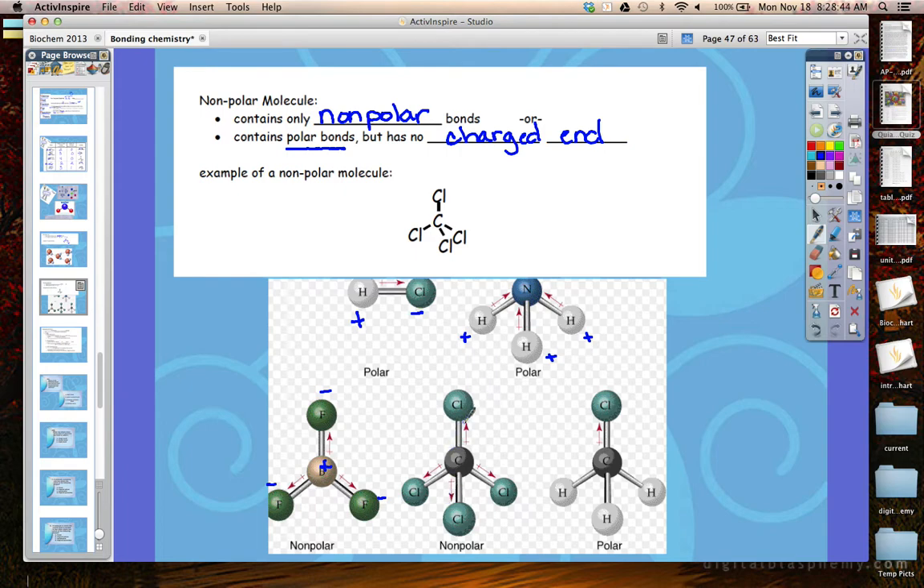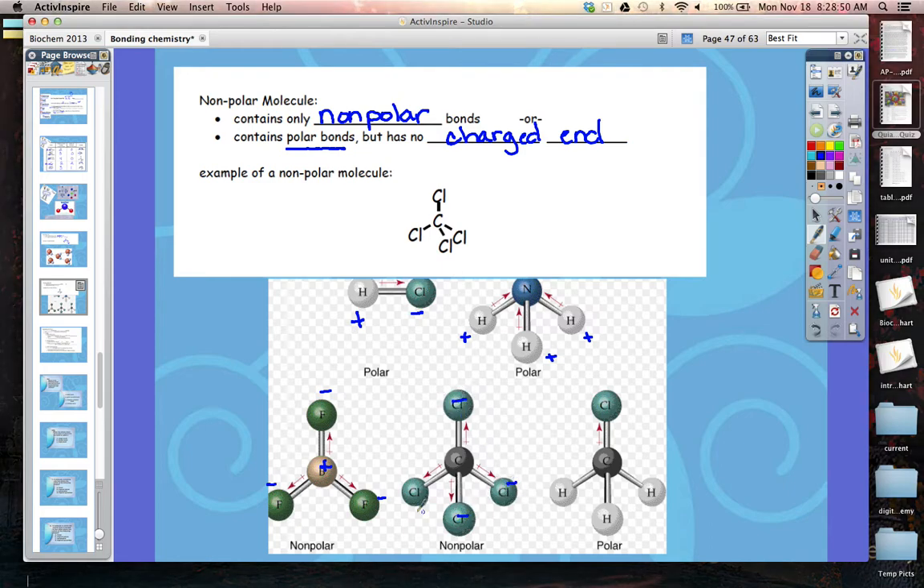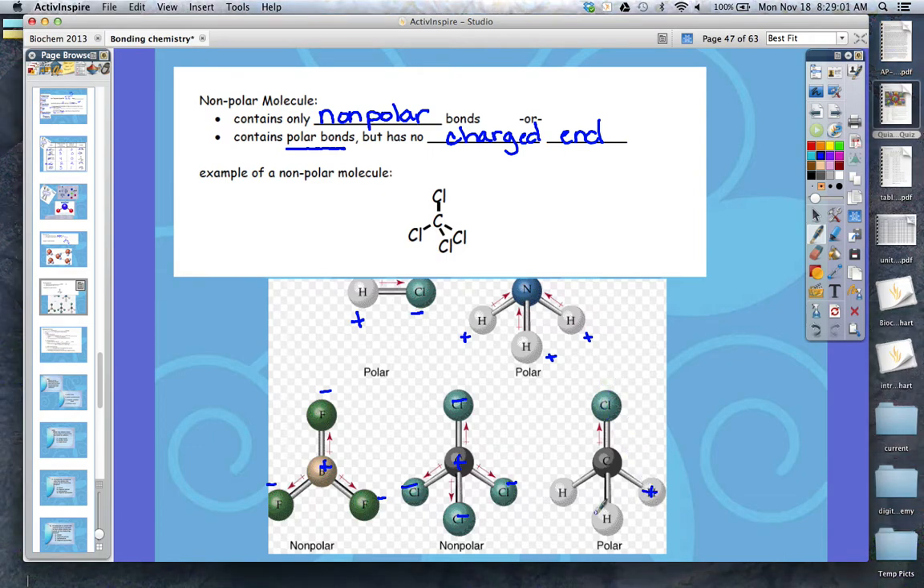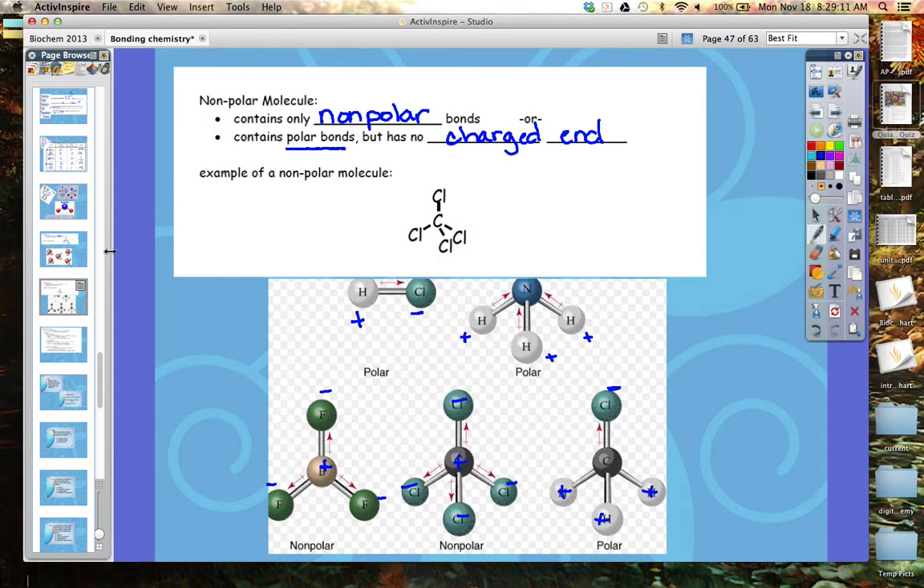This is nonpolar because you have all 4 directions. You have the same charge. You have the negative charge here, here, here, and here with the positive in the middle. So these are canceling each other out. And then this one would be polar because we've got the positive ends down here, and we have a negative end here. So we definitely have a polar molecule.